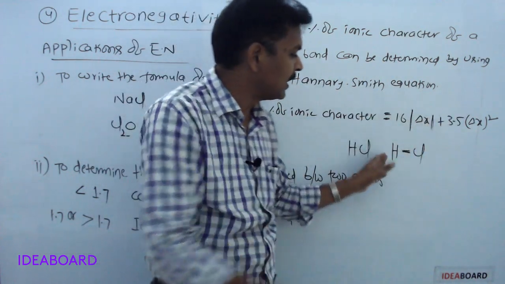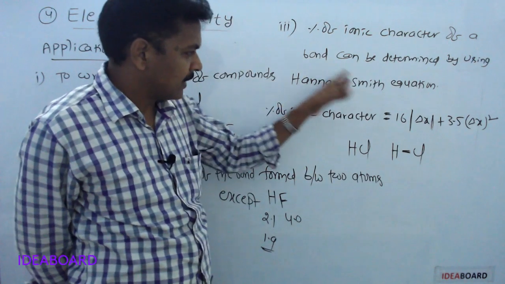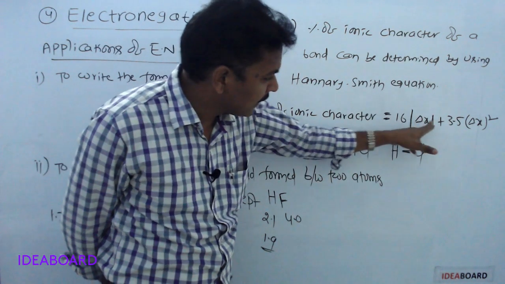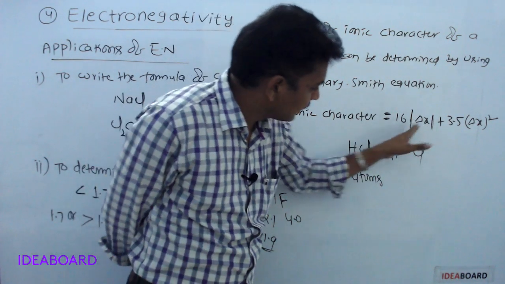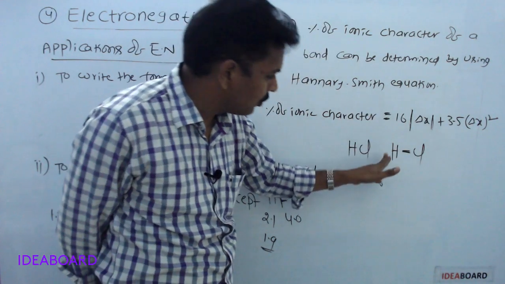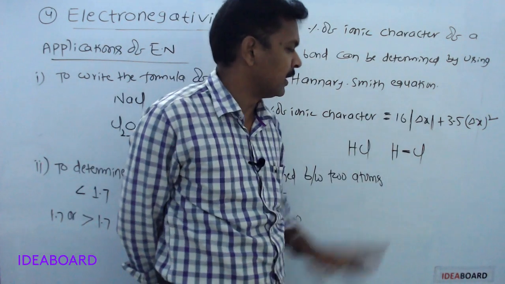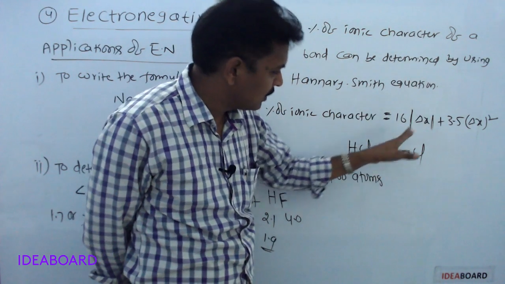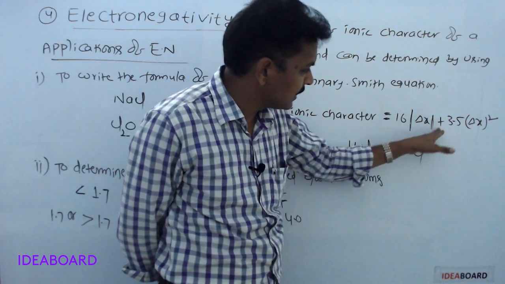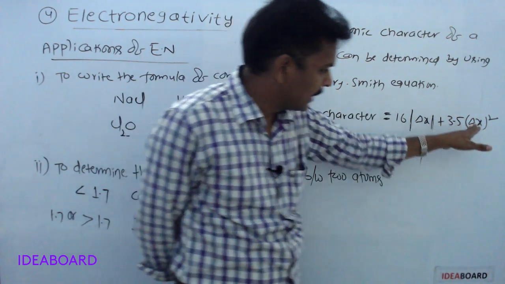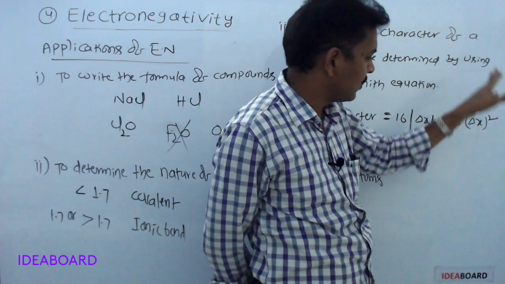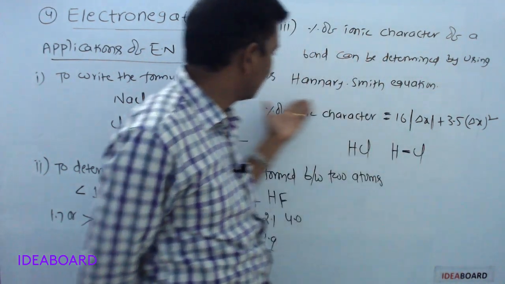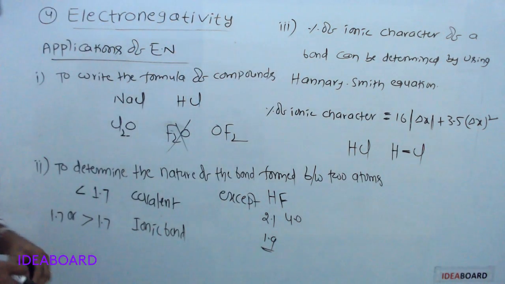That ionic character can be determined. Percentage of ionic character is equal to 16 times delta x, where delta x is nothing but the electronegativity of hydrogen minus the electronegativity of chlorine. That is, 16 times the modulus of electronegativity of hydrogen minus electronegativity of chlorine, plus 3.5 times (electronegativity of hydrogen minus electronegativity of chlorine) whole square. We can determine the percentage of ionic character.